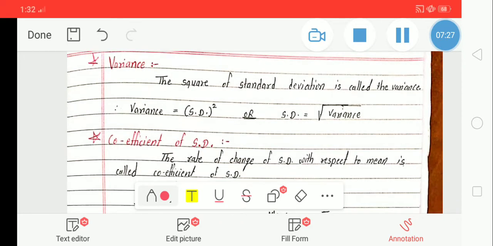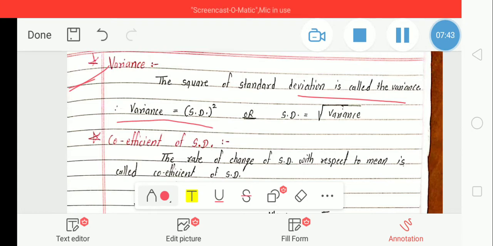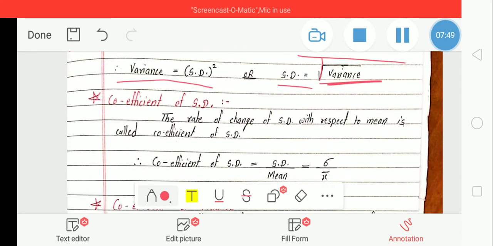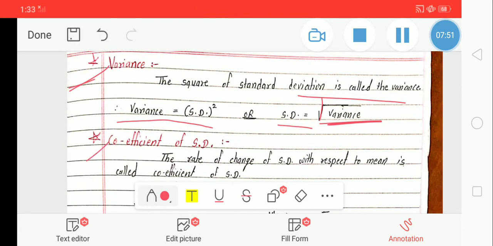Now variance. The square of the standard deviation is called variance. What is variance? The square of the standard deviation. Here variance is equal to the square of the standard deviation, or we can also write standard deviation is equal to the square root of variance. Coefficient of standard deviation.